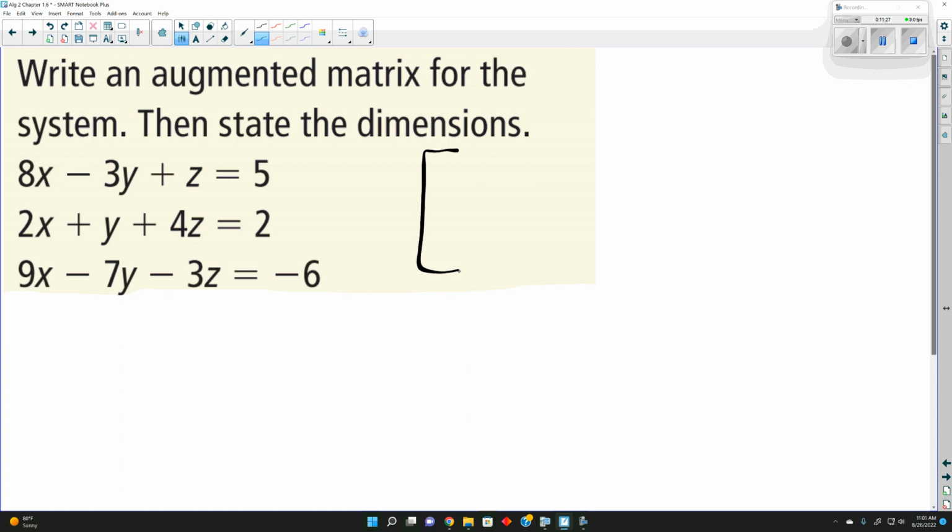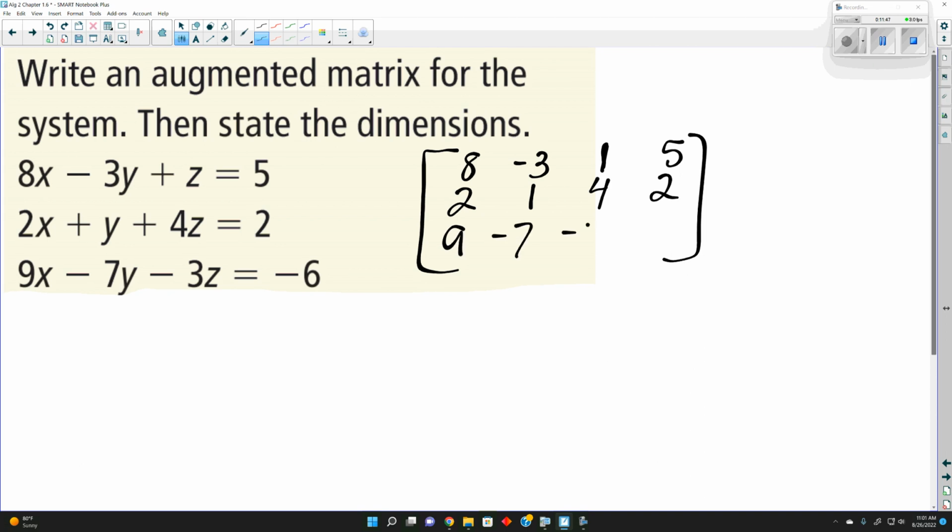So our first row is going to be 8, -3, -3, z, 1, and 5. Then we can do the next row, which is 2, 1, 4, 2. And lastly, 7, -3, -6. And the dimensions: 3 by 4. 3 rows, 4 columns.